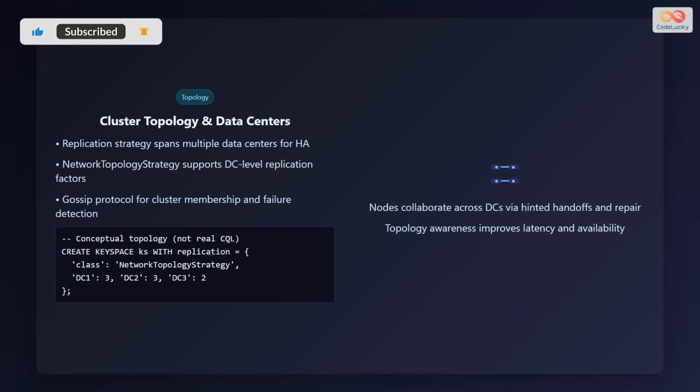When you write data to Cassandra, it follows a specific path. First, the write goes into the commit log, which is like a safety journal. Then the data is written to an in-memory structure called the memtable. Once the memtable gets full, it's flushed to disk as an immutable file called an SSTable. These SSTables are never modified after creation. Instead, when you update data, Cassandra writes a new version. Old versions eventually get cleaned up through a process called compaction. This append-only approach makes writes very fast and reliable.